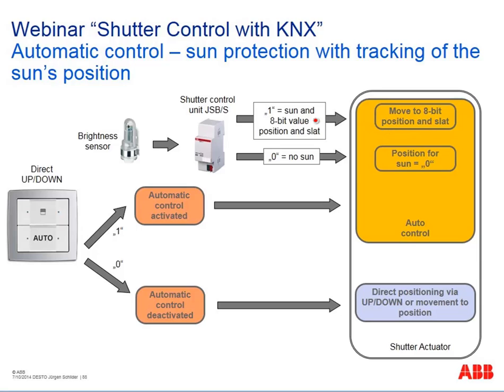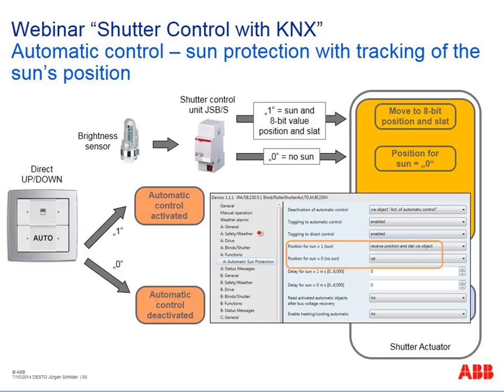So he sends really the value. The value is not stored here inside, because depending on the morning, afternoon or the evening, the position of the sun has changed, and every time he sends the values directly here to our actuator. Or when outside there is no sun, the shutter control unit sends the value no sun, and then he drives here in the stored position for no sun, for example, up. So this is the principle with our shutter control unit and our shutter actuator.